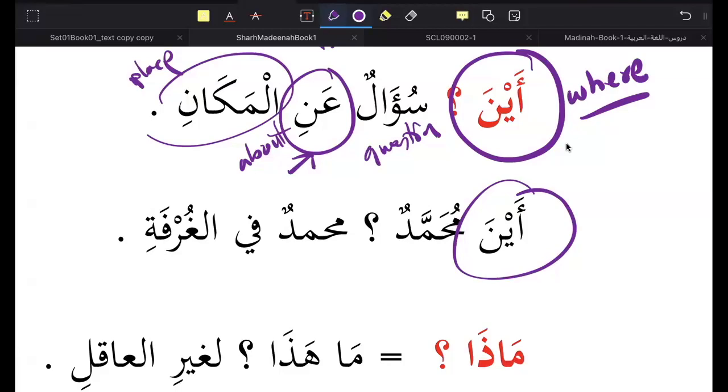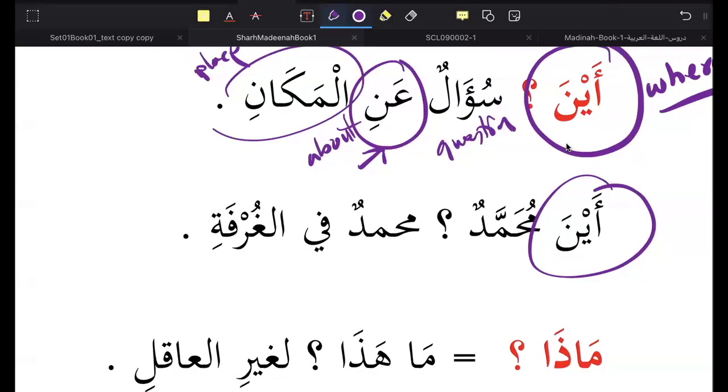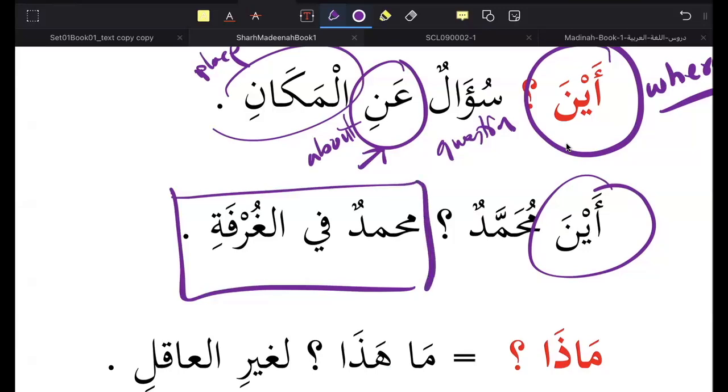Aina kitabun. If you say aina kitabun, where is a book? Maybe it doesn't make sense. You might want to say Ainal kitabu. Where is the book that you're looking for? فهمتم? Then what is the answer? We already know the answer because we can use prepositions. We can say Muhammadun fil ghurfati. Muhammad is in the room.